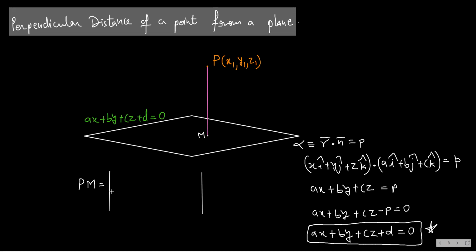You will write the whole LHS in the numerator only. Don't write x, in place of x write x1. So this becomes ax1 plus by1, don't write y, write the y coordinate y1, plus cz1, don't write z, write the z coordinate of the point, plus d, upon square root of a square plus b square plus c square. This is it. I hope it's clear to you.